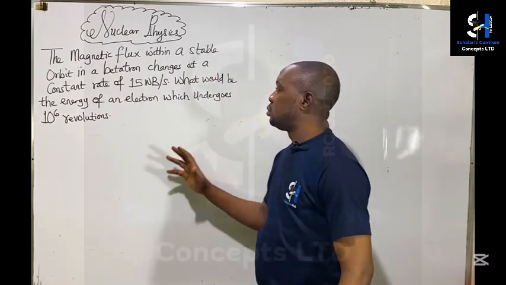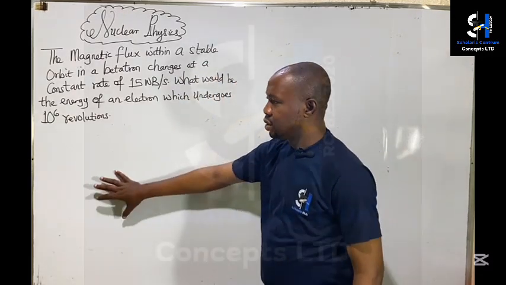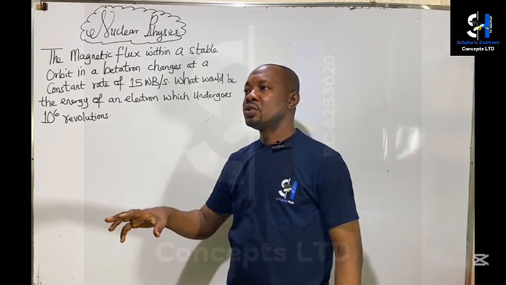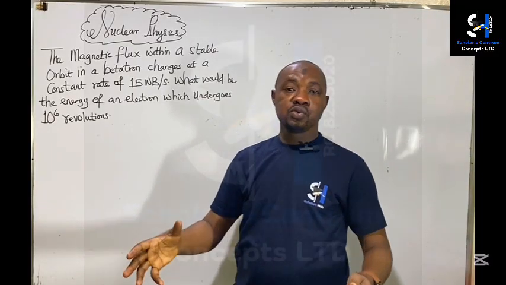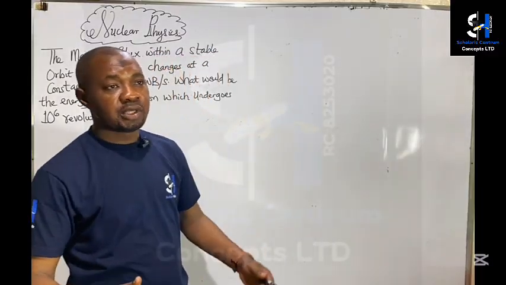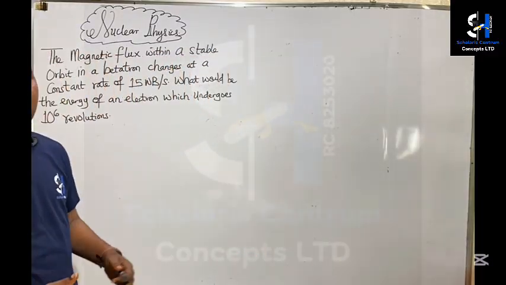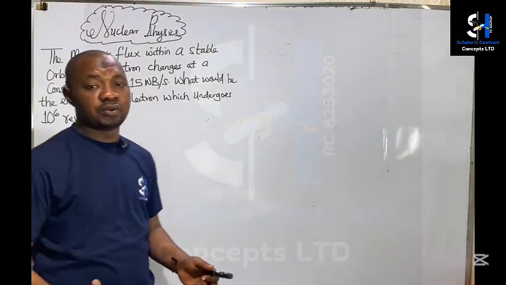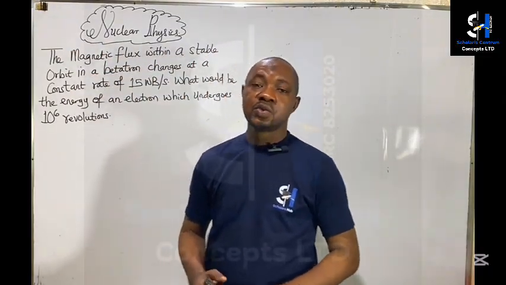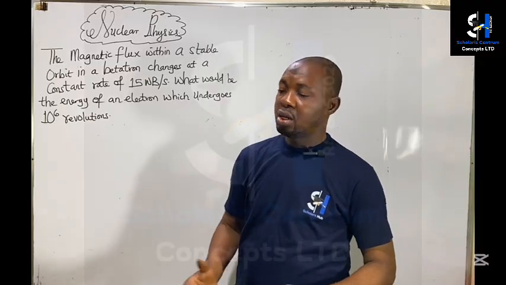So now, what is a betatron? A betatron is just like what we call a particle accelerator. Yeah, it's a particle accelerator, and this particle accelerator produces fast-moving electrons known as beta particles, because we know that beta particles are fast-moving electrons.